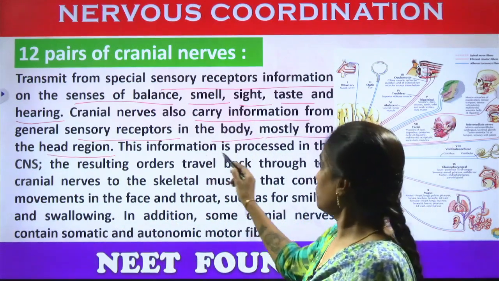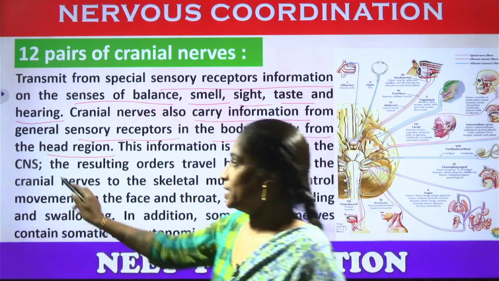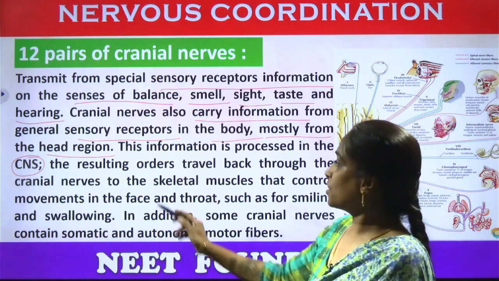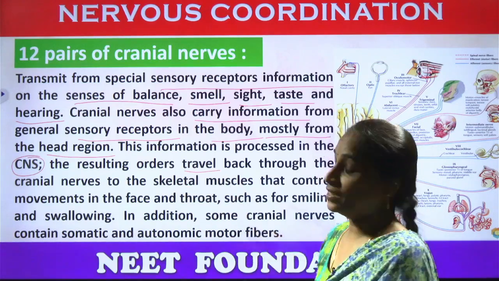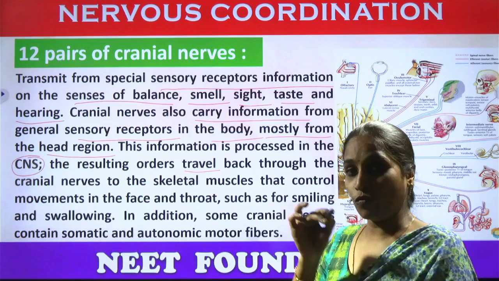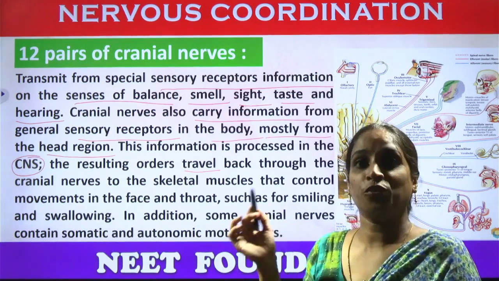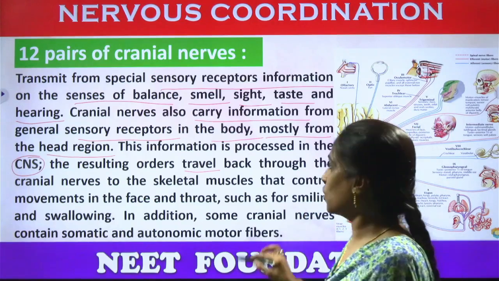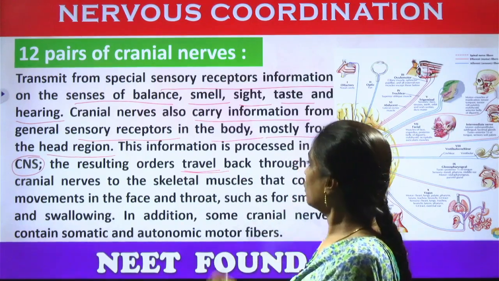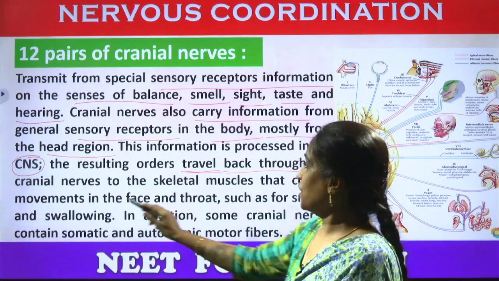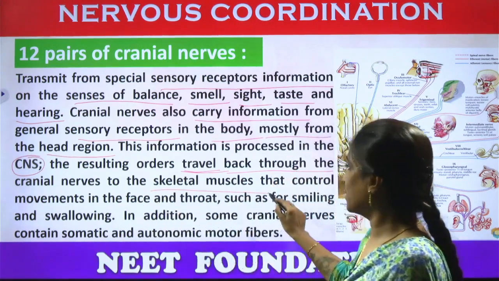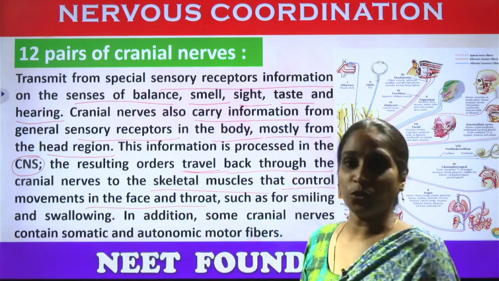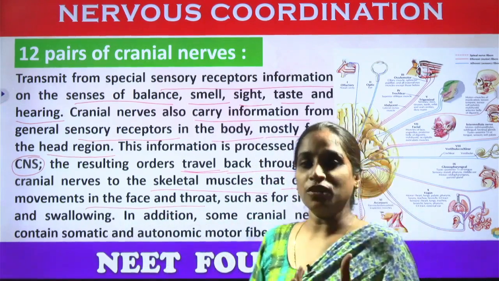Okay, so this information is processed in the CNS, the brain and the spinal cord. The resulting orders are in the form of impulses. So what plays a major role here? Motor neurons, which are interneurated by the interneurons, travel the orders back through the cranial nerves towards the skeletal muscles that control the movement of the face and the throat. Okay, so we do give multiple reactions.